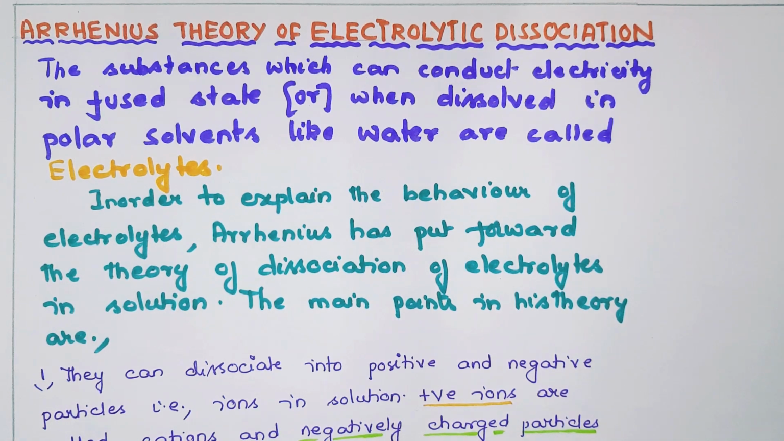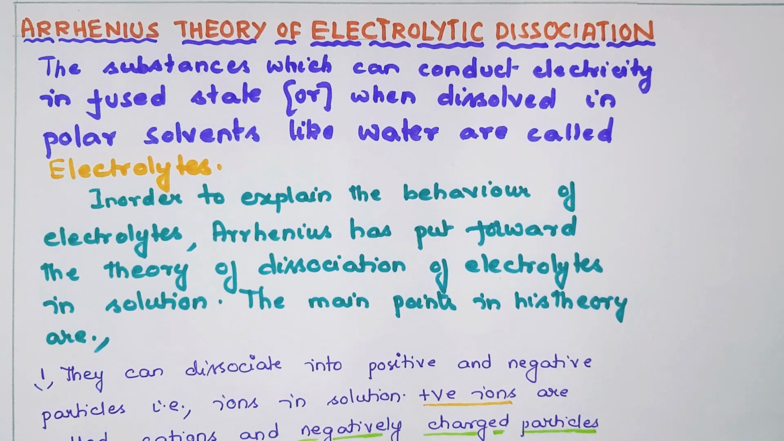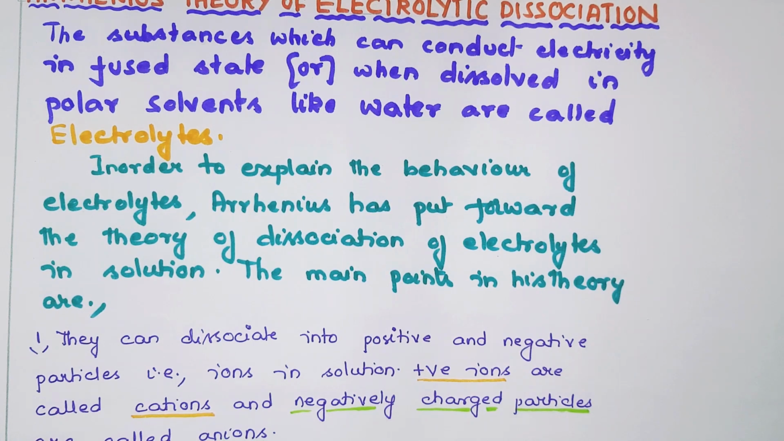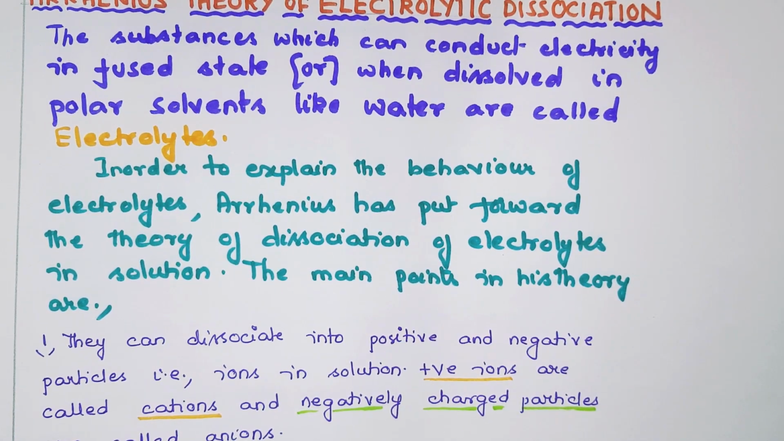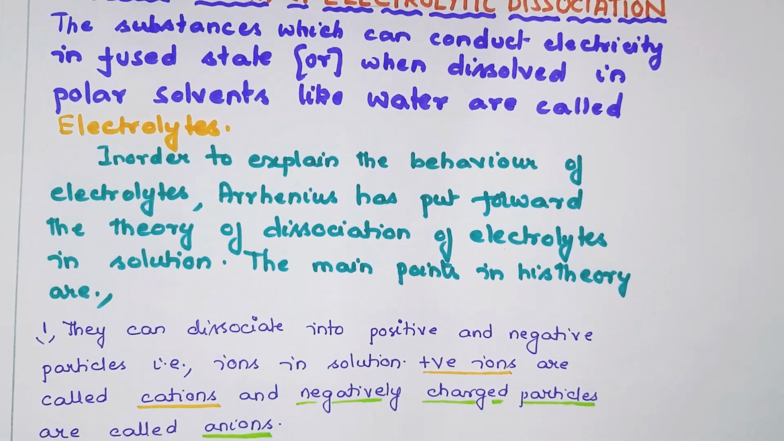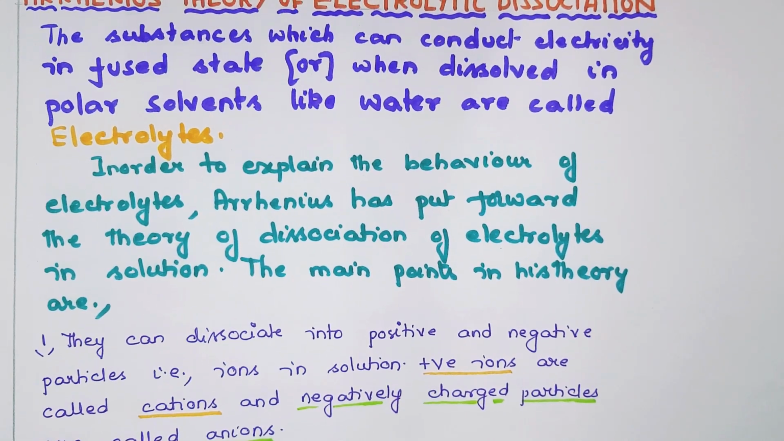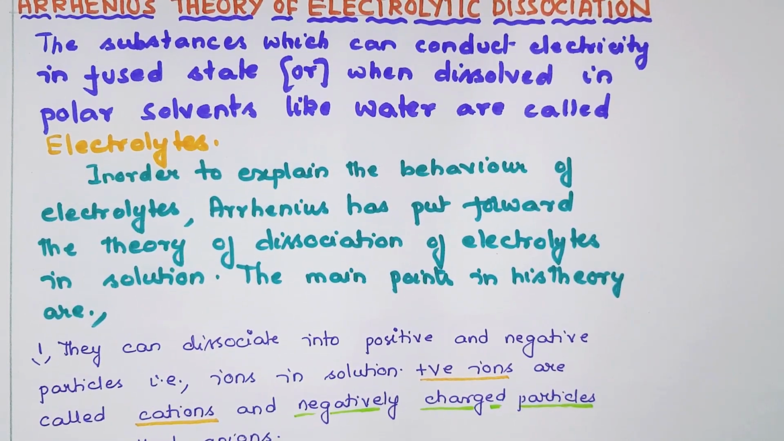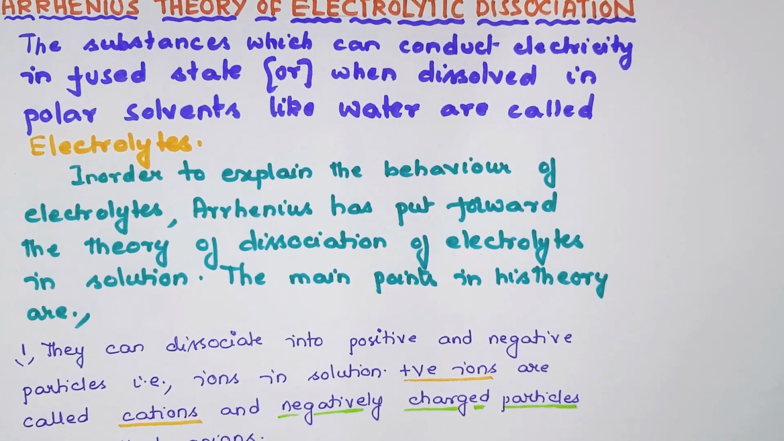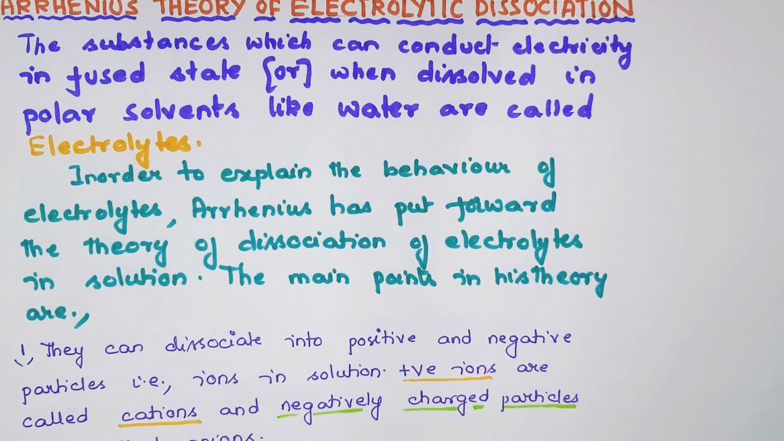Okay, so the first point you can see: they can dissociate into positive and negatively charged particles in solution. That means suppose you take an electrolyte and try to dissolve it in water, students. So the electrolyte will be dissociating, that means it will be parted into positive and negative particles. What are these positive and negative particles? Particles here means ions, students.